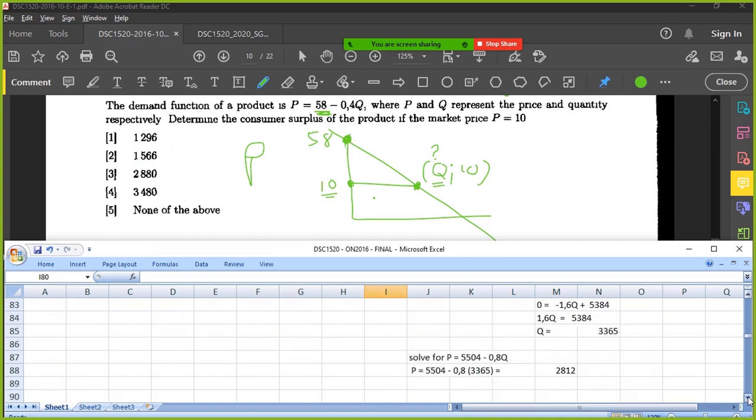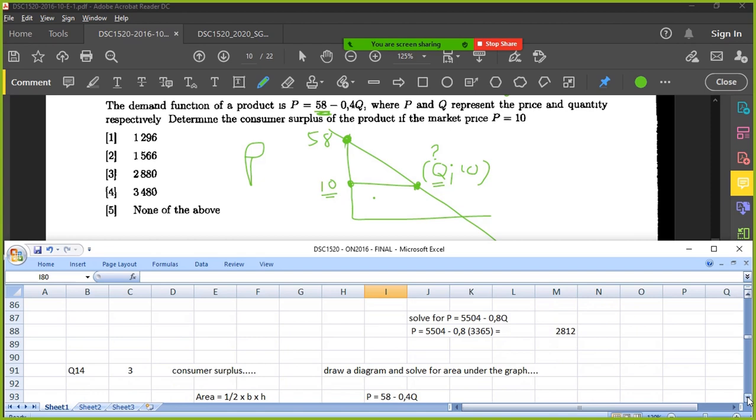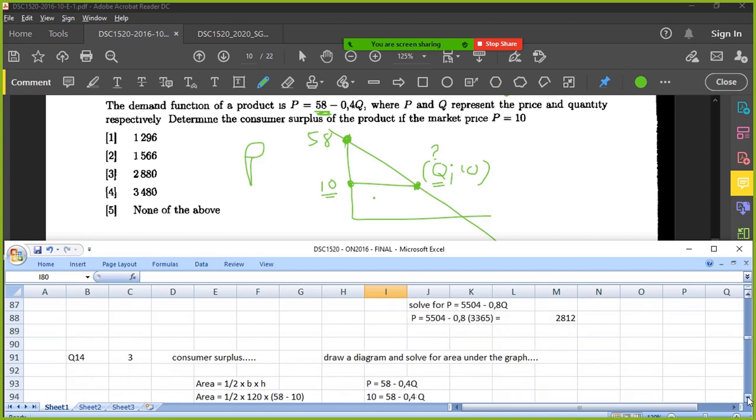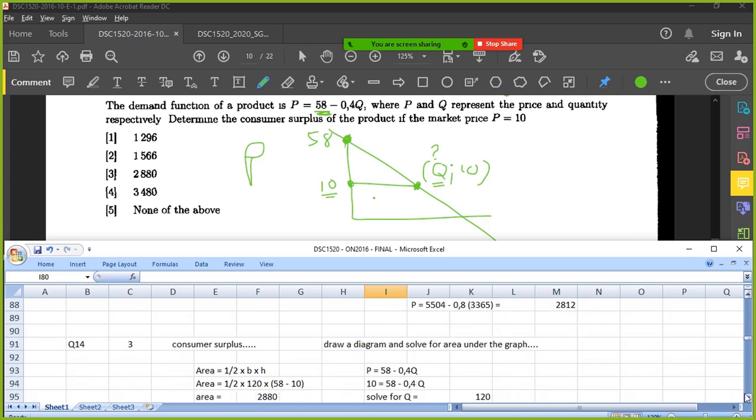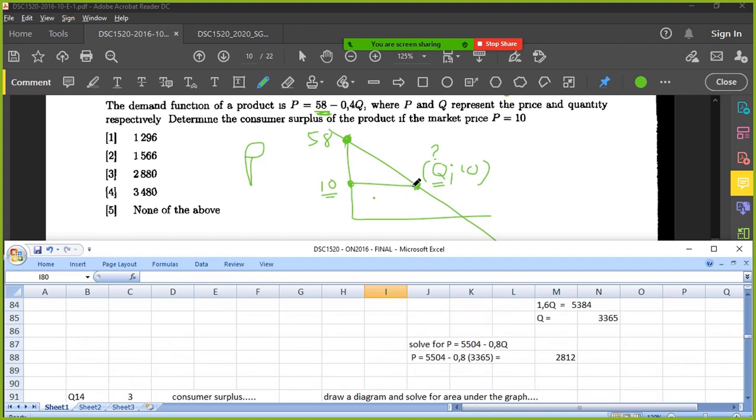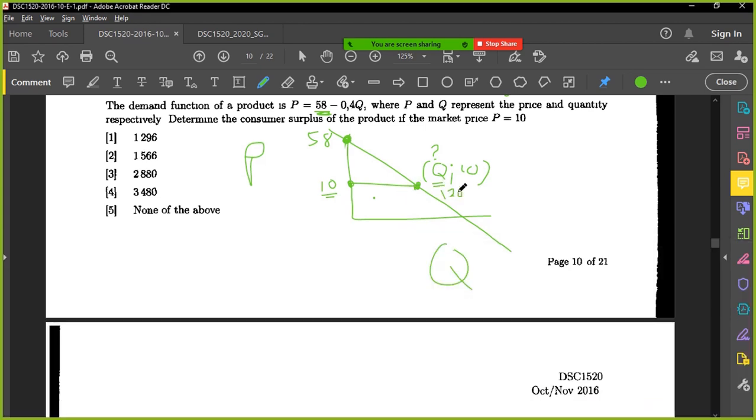The Q is... ooh, I'm going to reveal too much. The Q is 120. Okay, once you've got that, now how do you work out the surplus? So you're going to use that formula to calculate the area of a triangle. Great. Triangle. What is the formula?